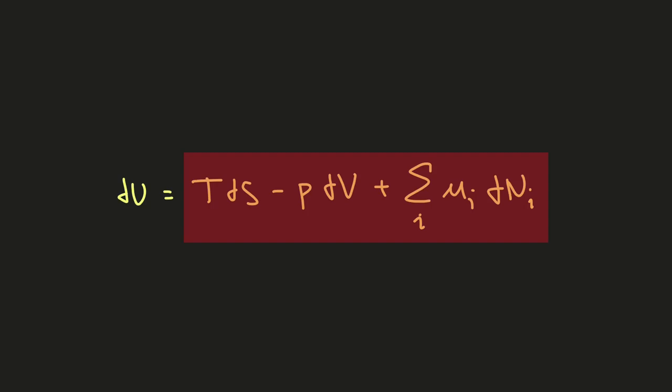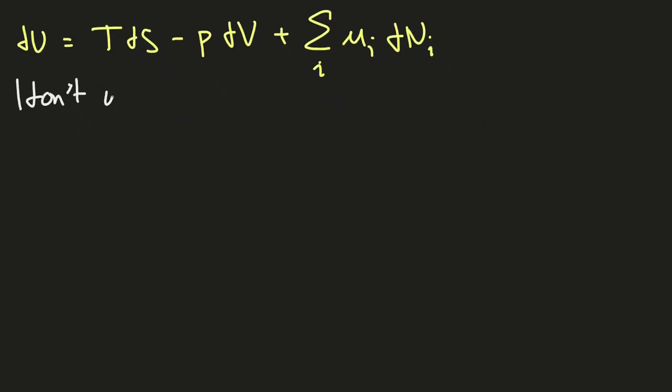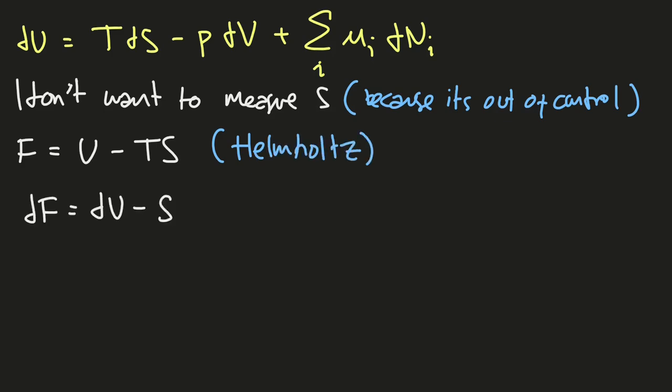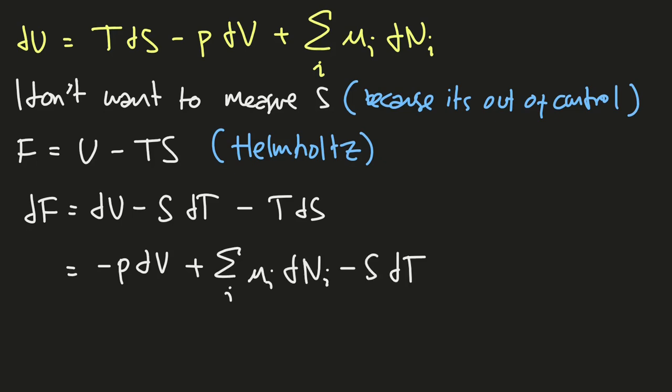So now, let's start using the Legendre transform to get our equations from the beginning, little by little. Here in the first case, I don't want to measure the entropy because it's too out of control. So here we can define F as this equality, which later we define as the Helmholtz free energy, and by taking the differential form of F, we will get the final result as this, which means that this Helmholtz free energy depends on volume, number of each i particle, and then the temperature, where temperature here is easier to control, or at least easier to measure.